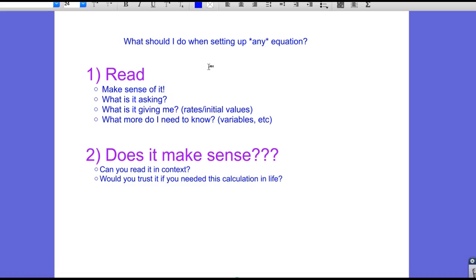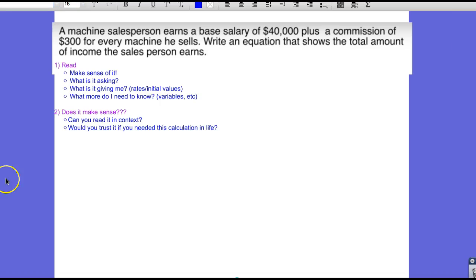And then you need to ask yourself, does it make sense? Once you've written something down, you need to ask yourself, does this make sense? Can I read it in context like we were with the functions at the end? Does it actually make sense as to what's going on? And would you trust this calculation if you actually wrote this to help you in a real life situation? Would you trust that? If not, then you should probably go back and check a little bit. So first things first, we're going to read.